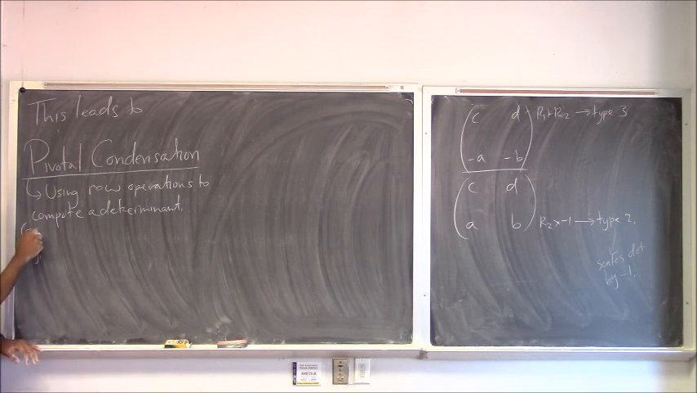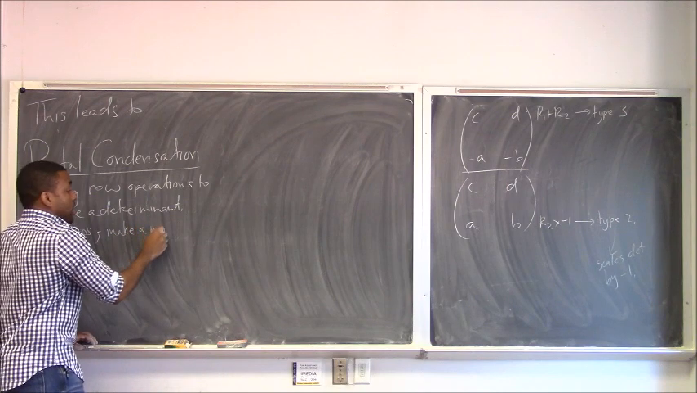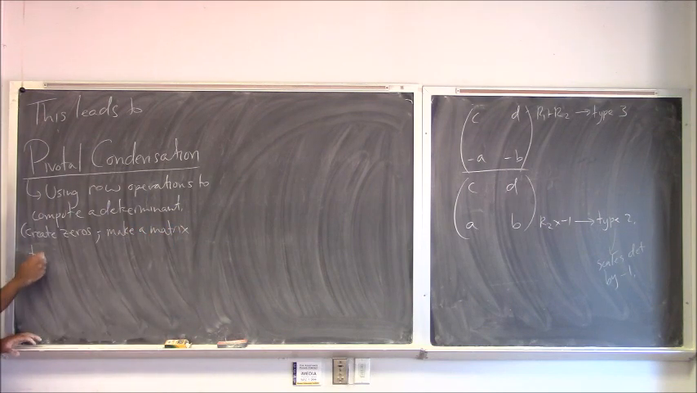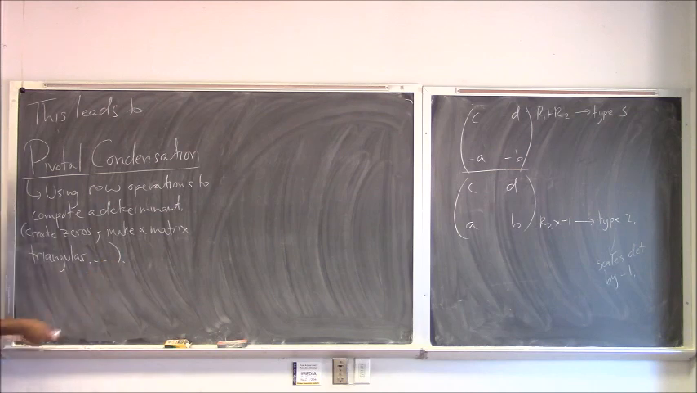You can create zeros where there are none. You can even make a matrix triangular if you want. Etc. Right? You can change the composition of your matrix using a bunch of row operations.